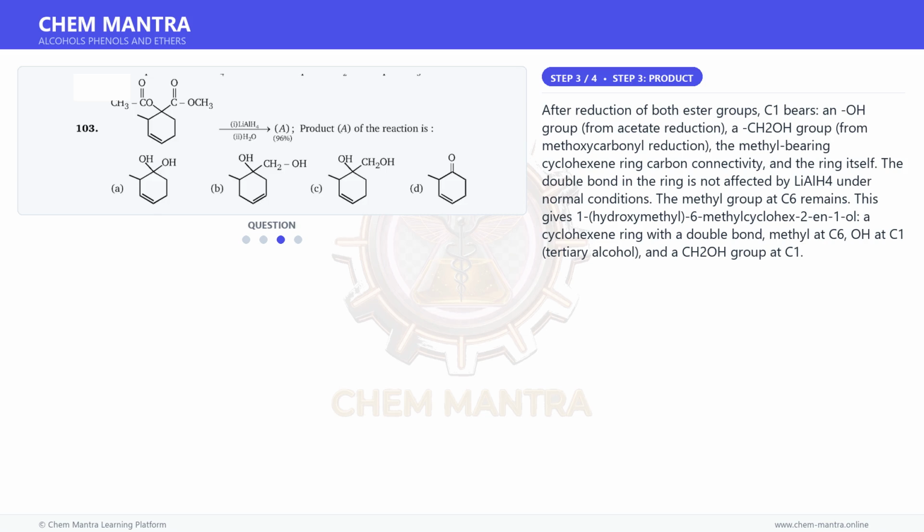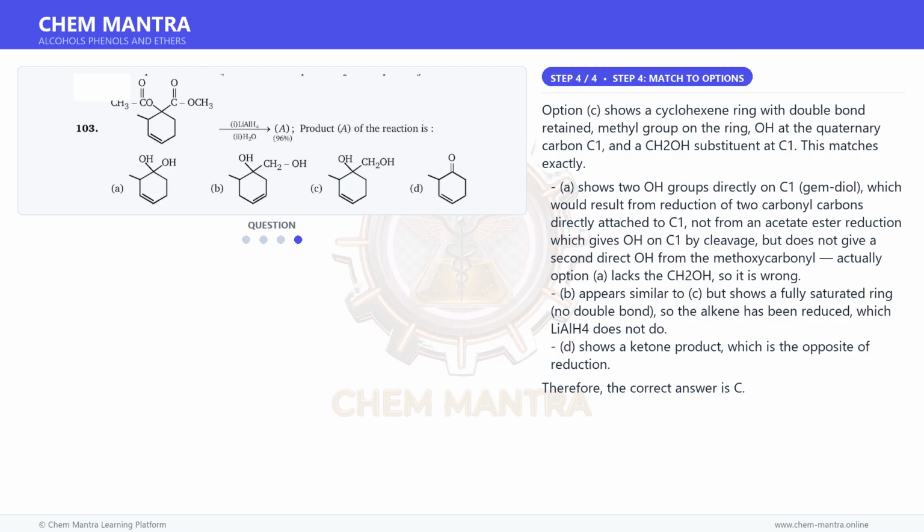Moving on to the next step. After reduction of both ester groups, C1 bears an OH group from acetate reduction, a CH2OH group from methoxycarbonyl reduction, the methyl-bearing cyclohexene ring carbon connectivity, and the ring itself. The double bond in the ring is not affected by LiAlH4 under normal conditions. The methyl group at C6 remains. This gives 1-hydroxymethyl-6-methyl-cyclohex-2-en-1-ol, a cyclohexene ring with a double bond, methyl at C6, a tertiary alcohol at C1, and a CH2OH group at C1.